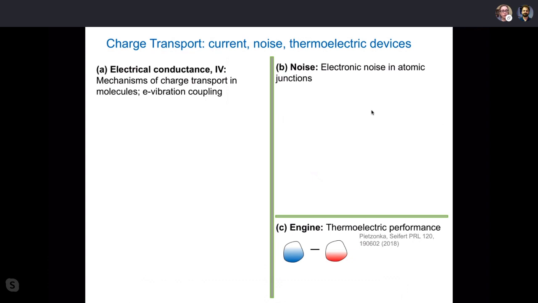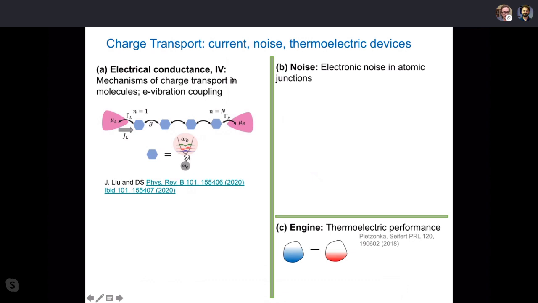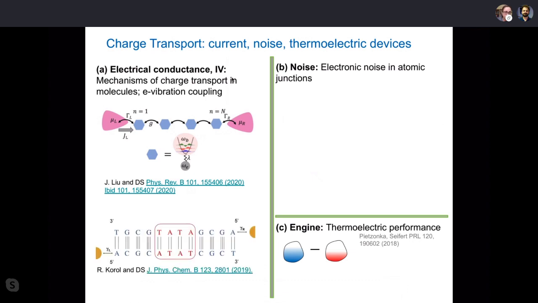We have been thinking about electrical conductance, or more generally IV, current-voltage characteristics. So here is a schematic setup, and here's an example of an application. This is to reproduce some aspects of the experiments that I showed on the previous slide from the group of Latha Venkataraman or others.